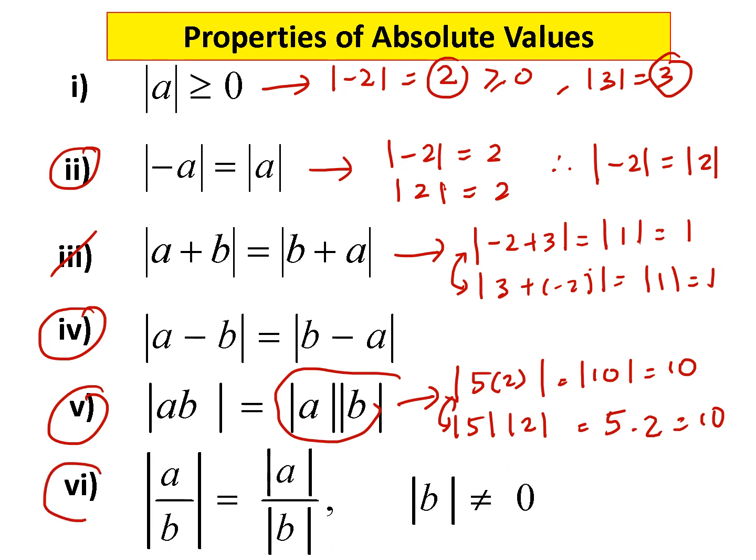Okay. Yang keenam, division. So, for example, modulus of 3 over 6 is equal to modulus 3 over modulus 6. Jadi, akan dapat 3/6, which is 1 over 2. Contoh ini, yang sebelah warna merah Miss tulis tu.